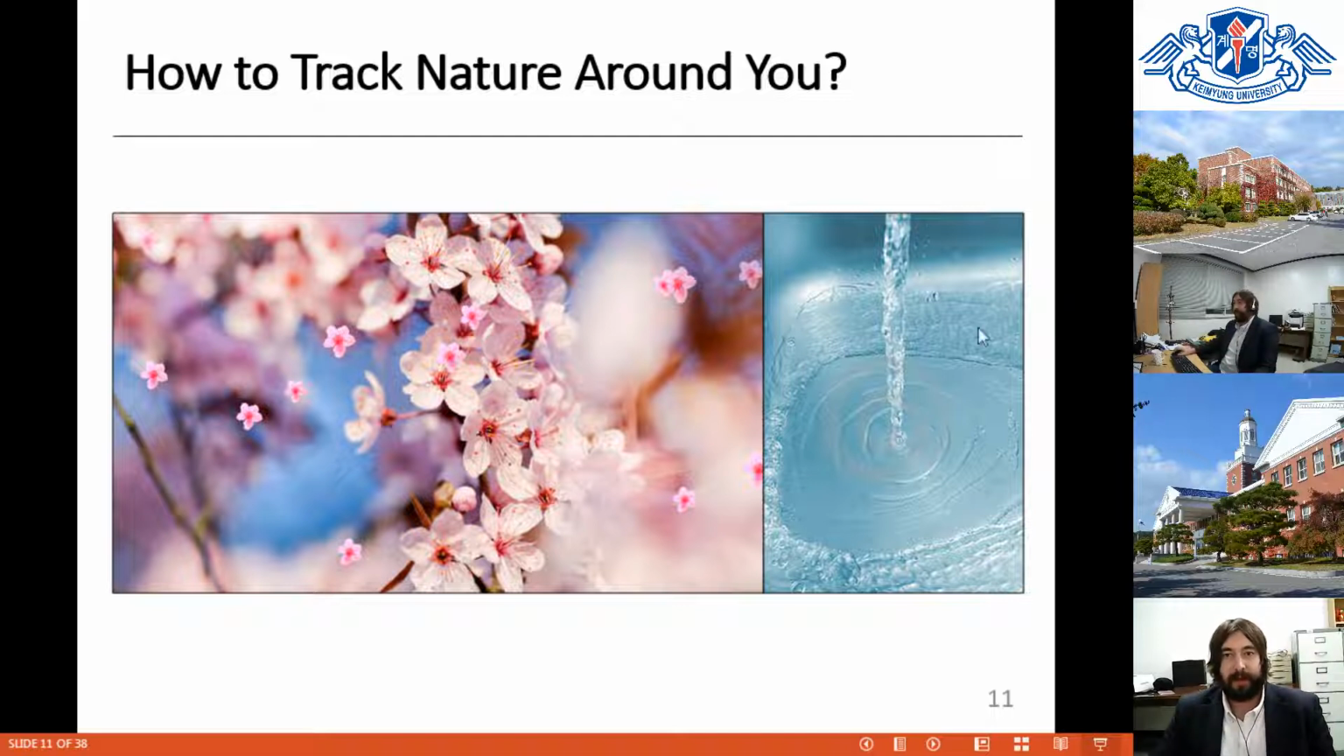One of them is the leaves or the flowers of a tree. Here is sakura, or dropping water. A stream also can be tracked.